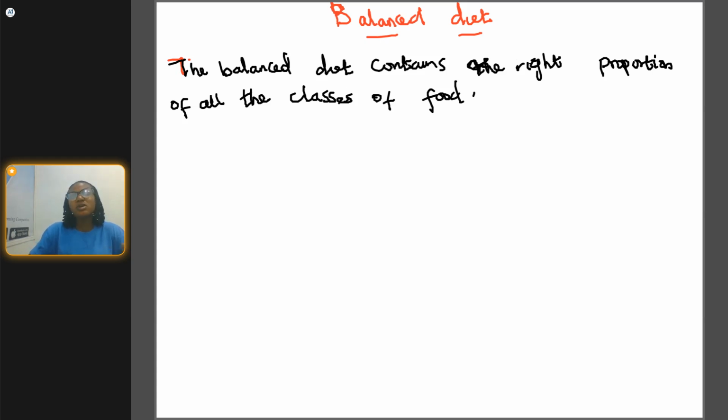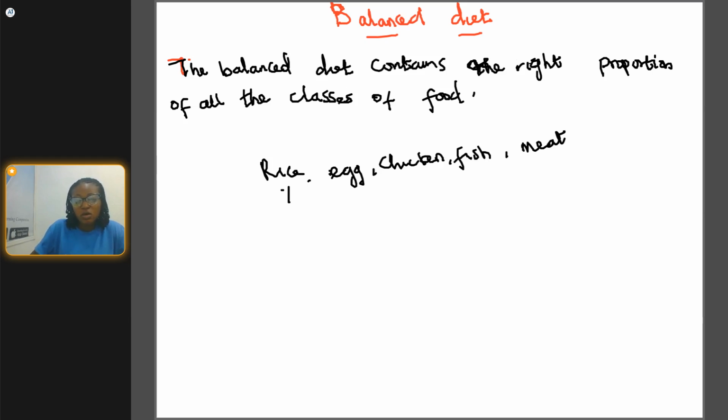Okay, so when we talk about balanced diet, let's say you eat rice. Of course, you need to balance it up. You cannot just take only rice and call it balanced diet. Rice is a carbohydrate, so you need to add protein, vitamins. You need to add all the classes of food. So if you are eating rice, you can support it with, let's say, egg, chicken. All these are proteins. Chicken, fish, meat. All right, so it could be stew. You can add stew to the rice.